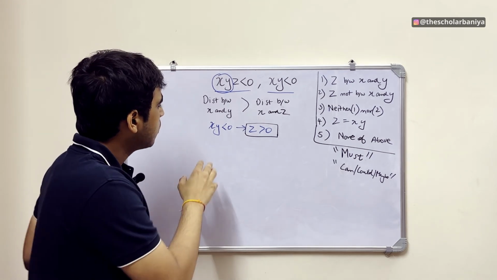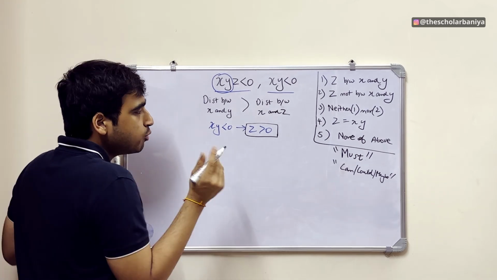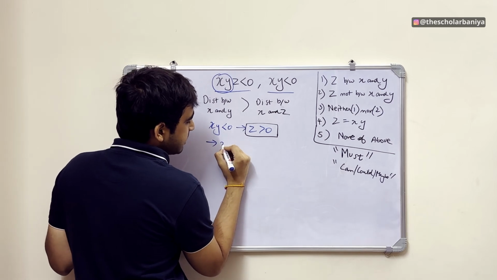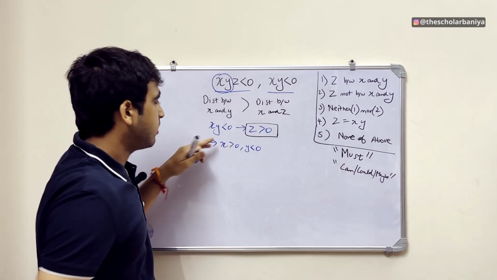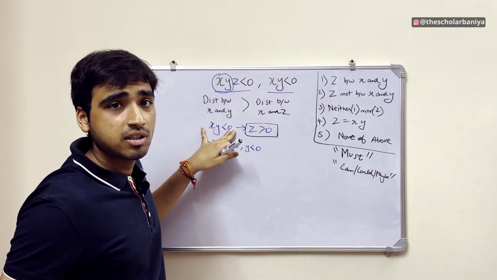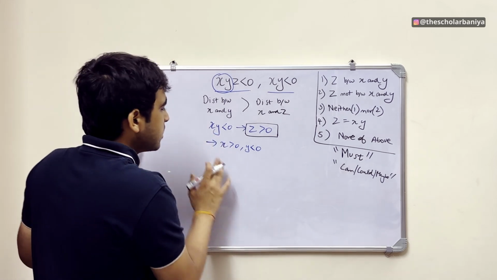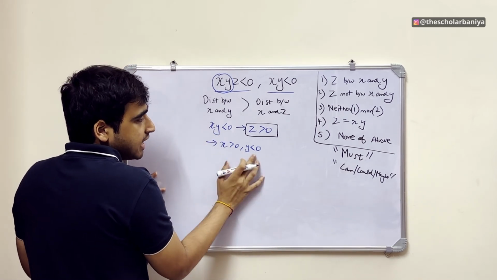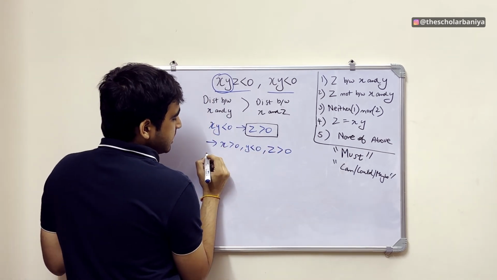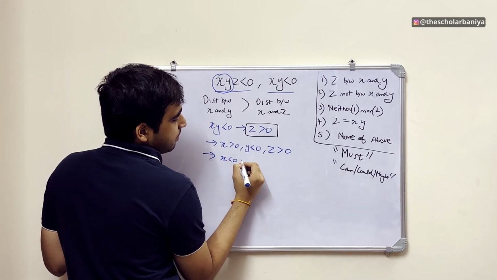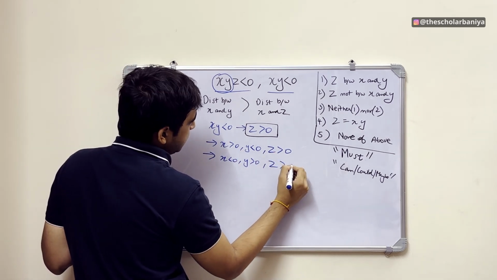Perfect. Now xy is less than 0, so there are two possible cases. One has to be positive and one has to be negative. If both are positive, the product will be positive. If both are negative, it will still be positive. So let's suppose x is greater than 0, then y has to be less than 0, and irrespective of anything, z is greater than 0. The second case is x less than 0, so y will be greater than 0, and z is anyway greater than 0.